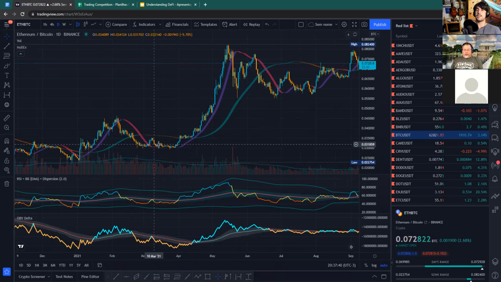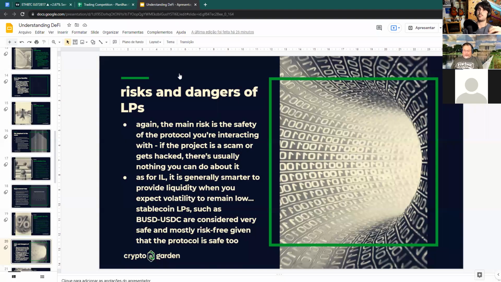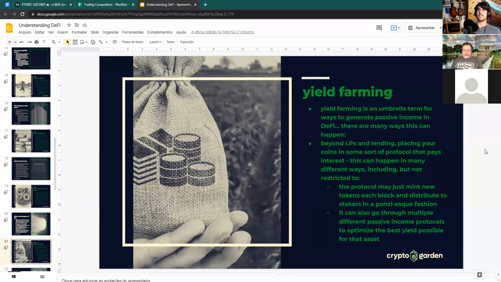But a moment like this might be a moment where it's very interesting to provide liquidity in an ETH BTC pair. Okay. Now let's talk a little bit about yield farming.